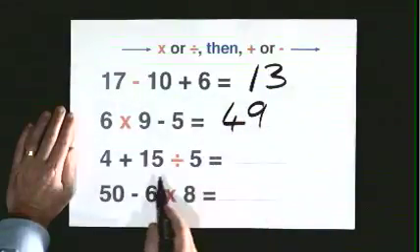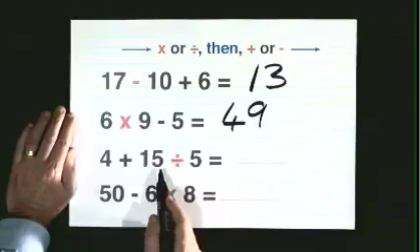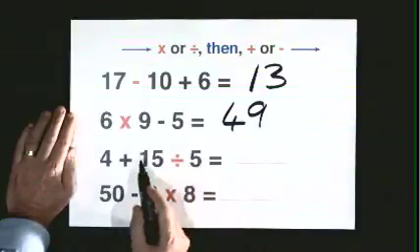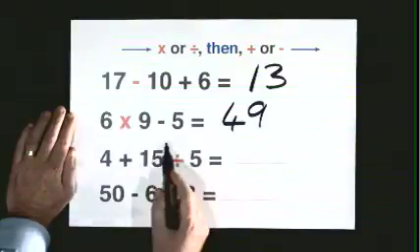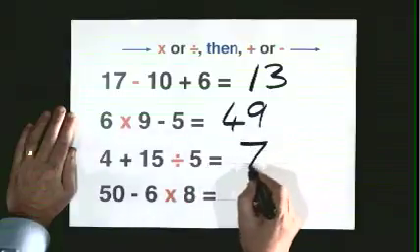Left to right, we must do the divide first. 15 divided by 5 is 3. 4 add 3 is 7.